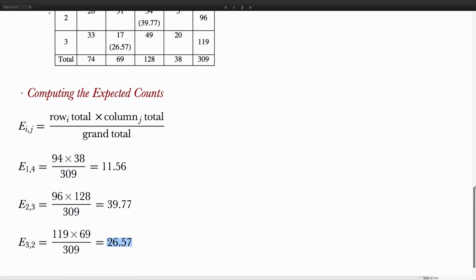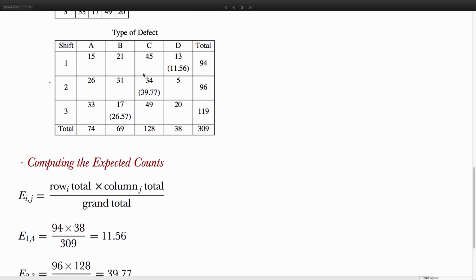So once again, to wrap up here, let's just put in all the other expected counts that I've calculated beforehand. And so again, what we're doing is taking a defective item and classifying it in 2 ways: the shift it was produced in and the type of defect that item has.